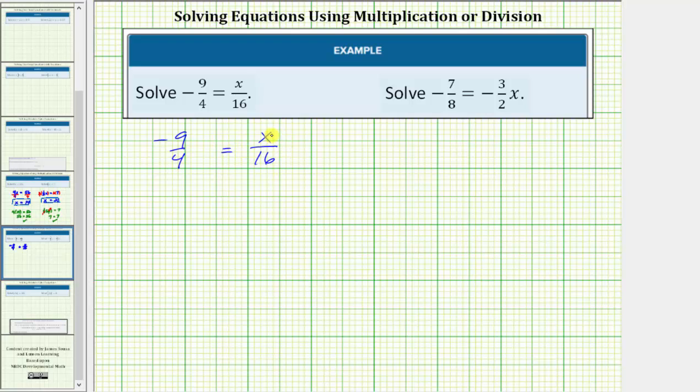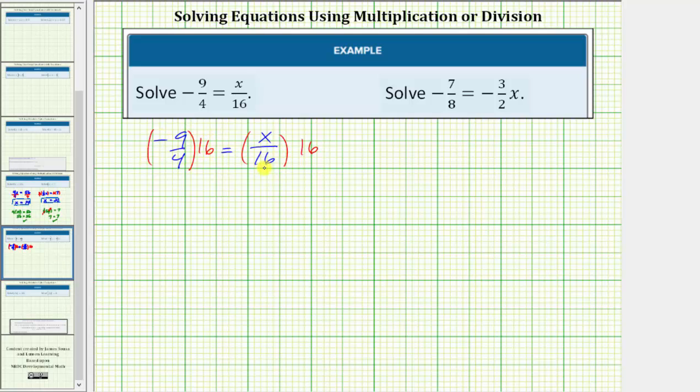Looking at the right side of the equation, notice how we have x divided by 16. And therefore, to isolate the variable, we need to undo this division by performing the opposite or inverse operation to both sides of the equation. Well, the opposite operation of dividing by 16 is multiplying by 16, and therefore to solve, we multiply both sides of the equation by 16. So we multiply the right side by 16 and the left side by 16.